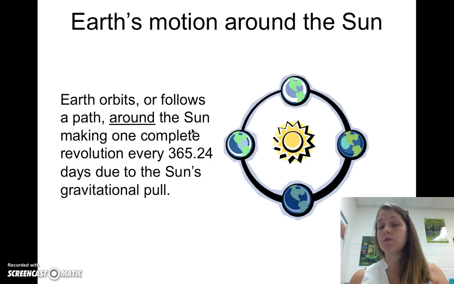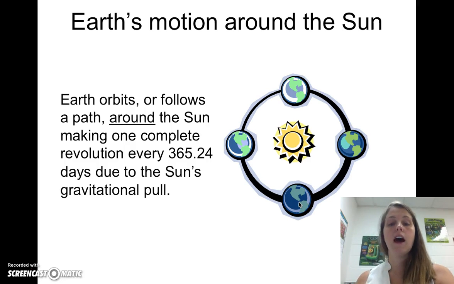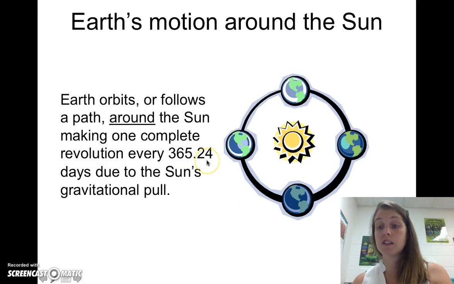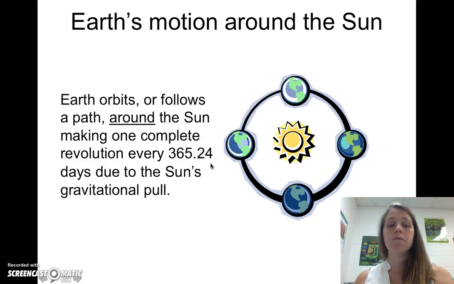And the Earth travels around the sun one time, so it goes from here around the sun all the way back to the same place, one time every 365.24 days. You see that 0.24? That's the reason we have the leap years. So every 4 years we have to add an extra day, because technically every 4 years we get an extra day. So that is due to the sun's gravitational pull.